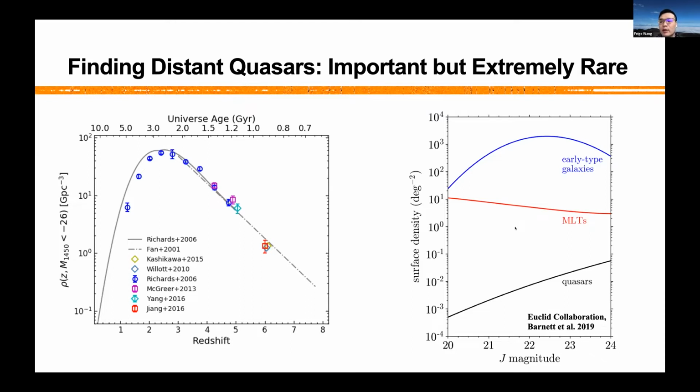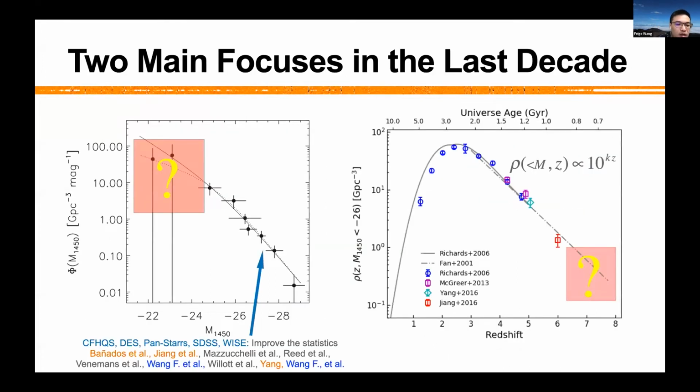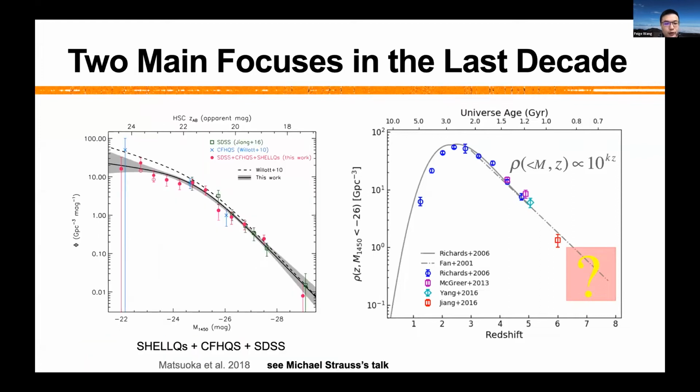I will not talk about the details of finding those quasars, but I will briefly summarize what people have done in the last decade. In the left panel here, I show the quasar luminosity function measured from the Sloan and CFHT quasar surveys, shown in these black dots. People still keep improving the statistics of the quasar luminosity function at the bright end at redshift 6, but in the last couple of years, one big improvement is at the faint end by the Subaru quasar survey, which we call SHELLQs.